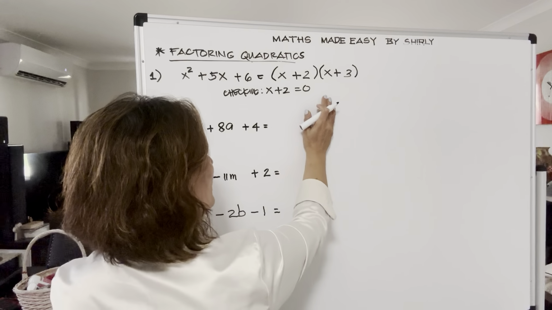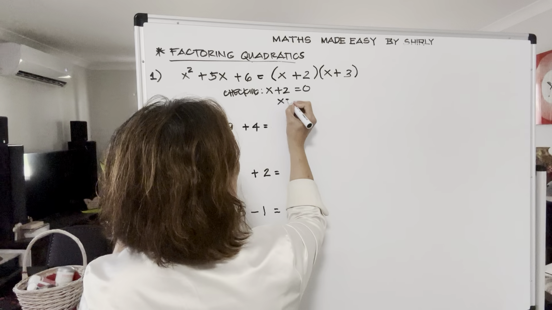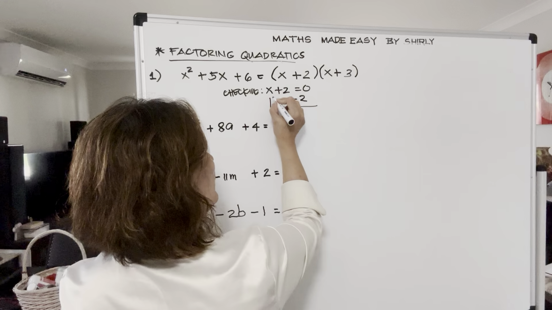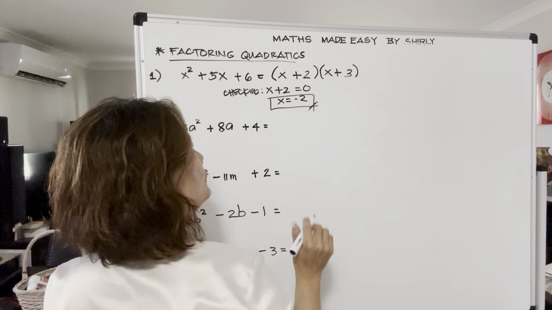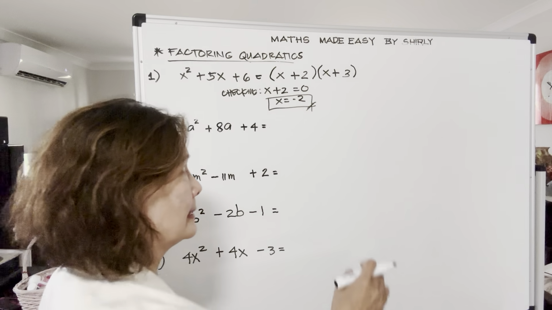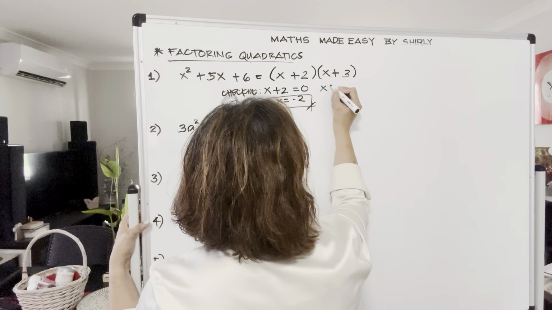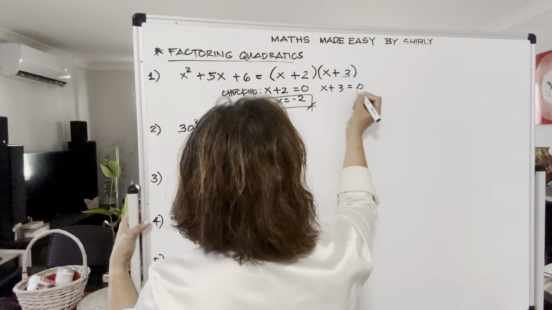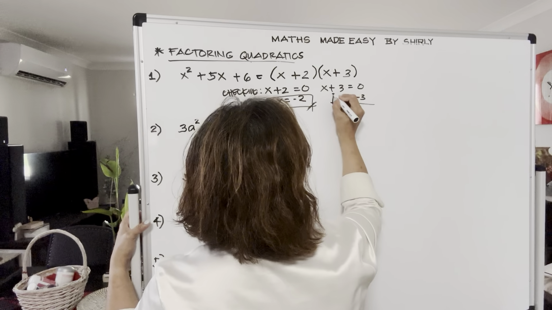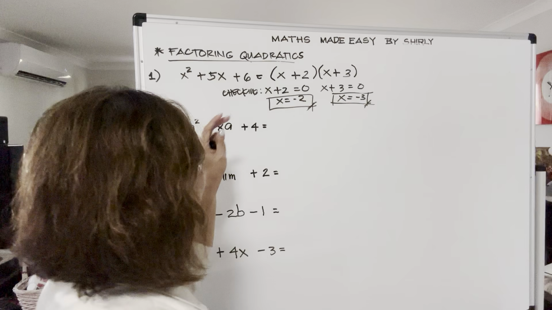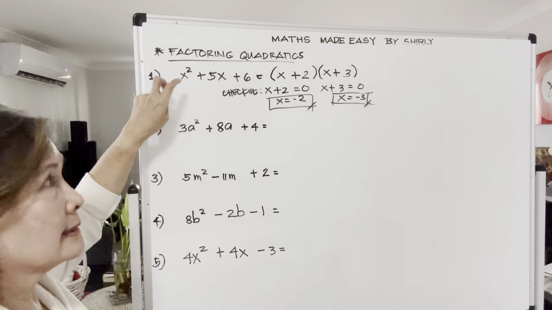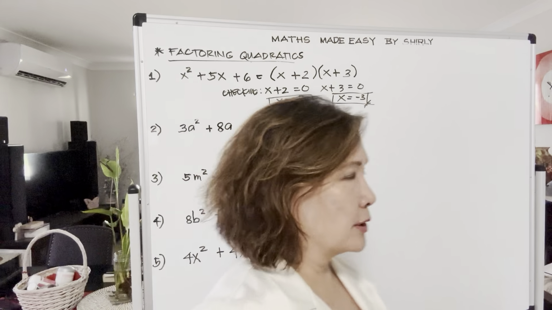So x plus 2 equals 0. x will then be equal to negative 2. Why? Because we move positive 2 to the right side of the equation, and automatically that becomes negative. In the same way, if we have x plus 3 equals 0, therefore x equals negative 3. These are therefore the solutions to the equation, or the values of x in this given equation.